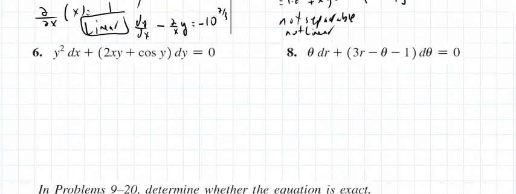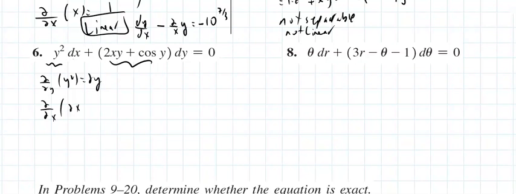And if I run to the next problem, again, you could do this in real life. If I take the partial of this with respect to y, that's 2y. I take the partial with respect to x, that's a 0. That is simply 2y. So yes, this is exact. That's 1.